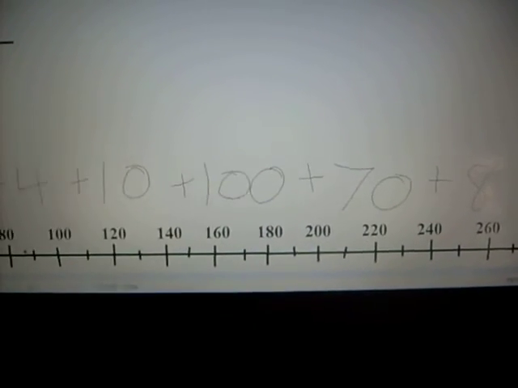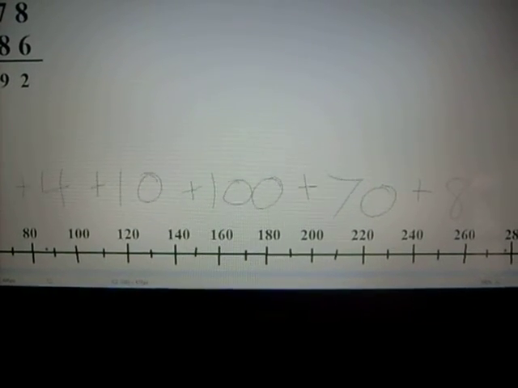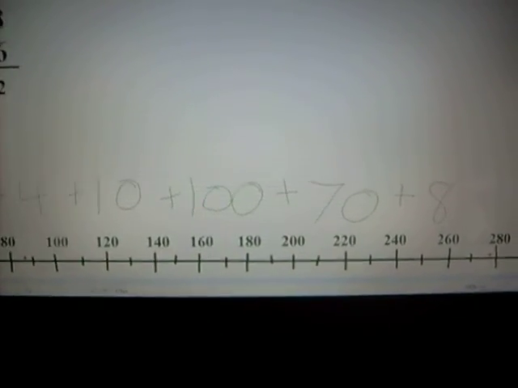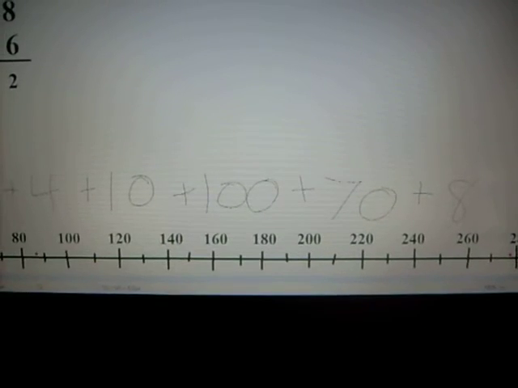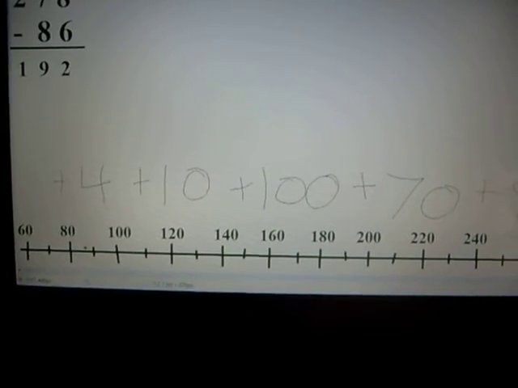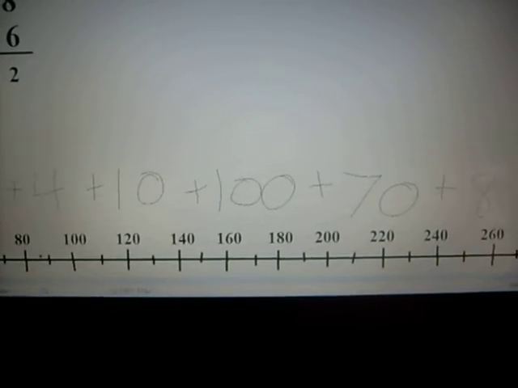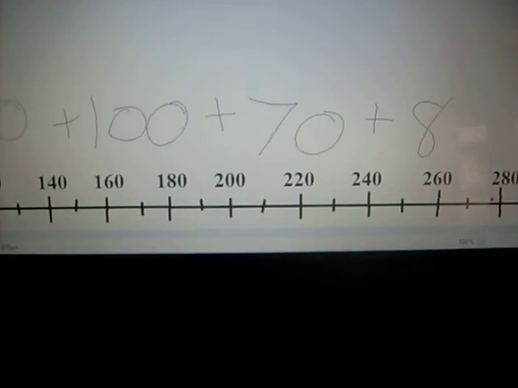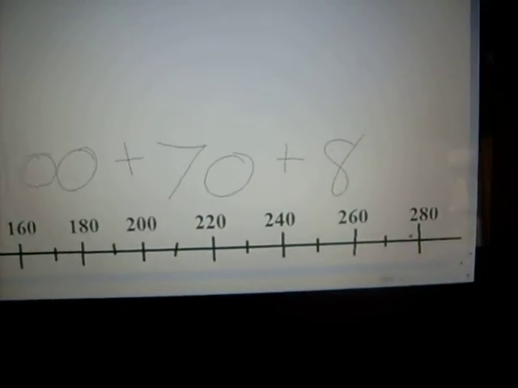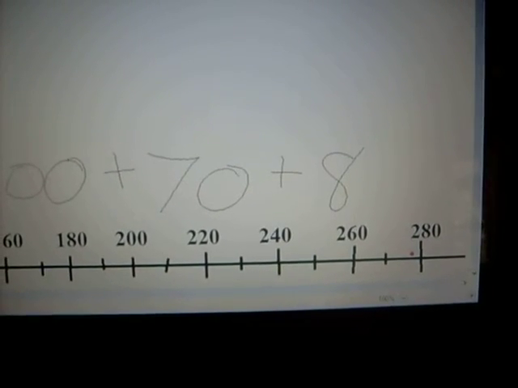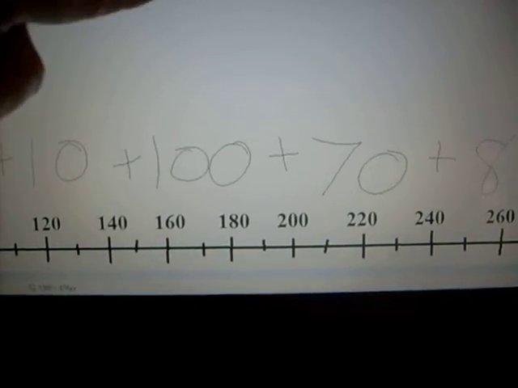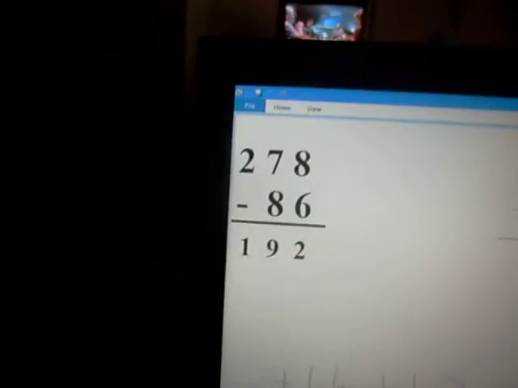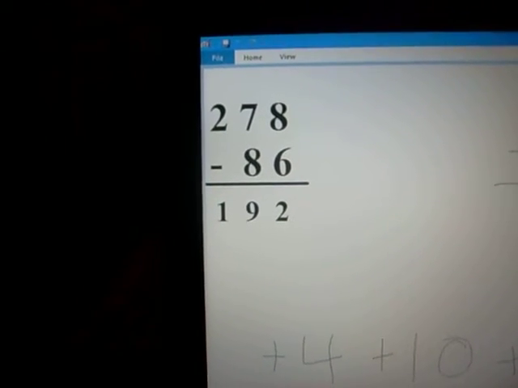Now what we have to do is add up all of these crazy numbers to figure out what is in between. What's in between are 86 and our 278. That is the difference. These numbers are the difference. So if we add up 4 and 10, that gives us 14, plus 100, that's 114, plus 70, that's 184, plus 8, that's 192. So, all of this added together gives us 192. That is the answer to our original problem. 278 minus 86 is 192.